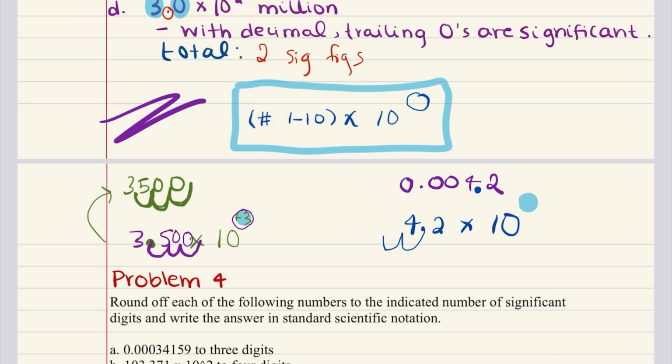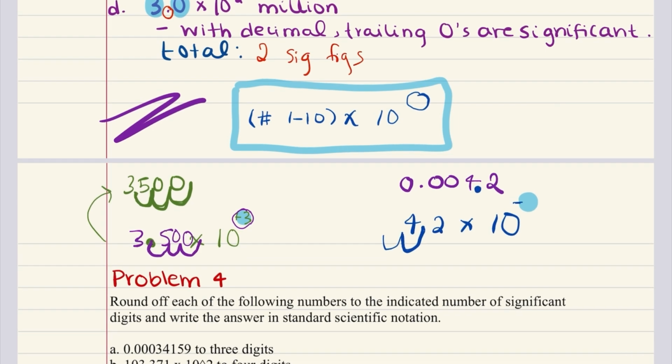This tells us that the exponent has to be negative. Moving to the left, negative exponent. Moving to the right, positive exponent. Okay, so we have to move this decimal point to the left. How many places to the left to get back our original number? 1, 2, 3. So this is going to be minus 3. Okay, so the scientific notation for 0.0042 is 4.2 times 10 to the minus 3.